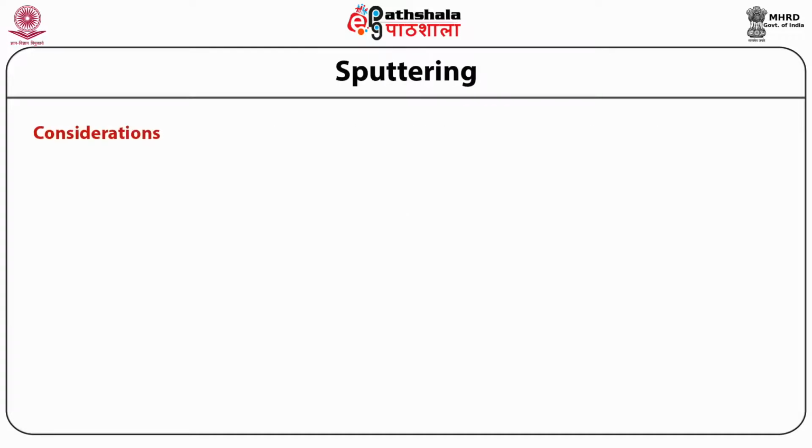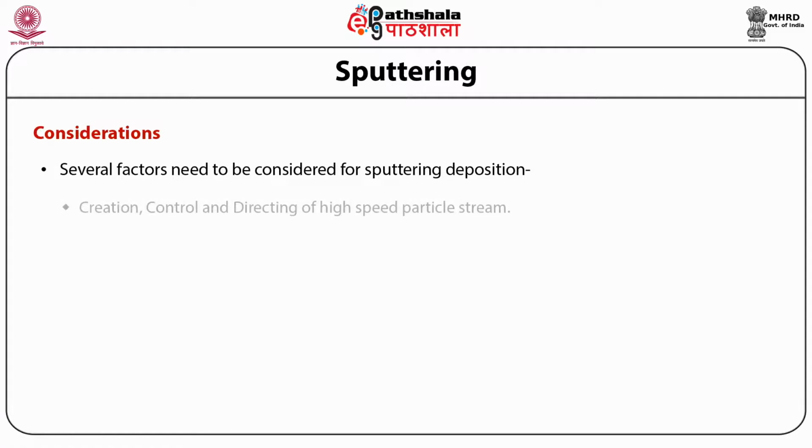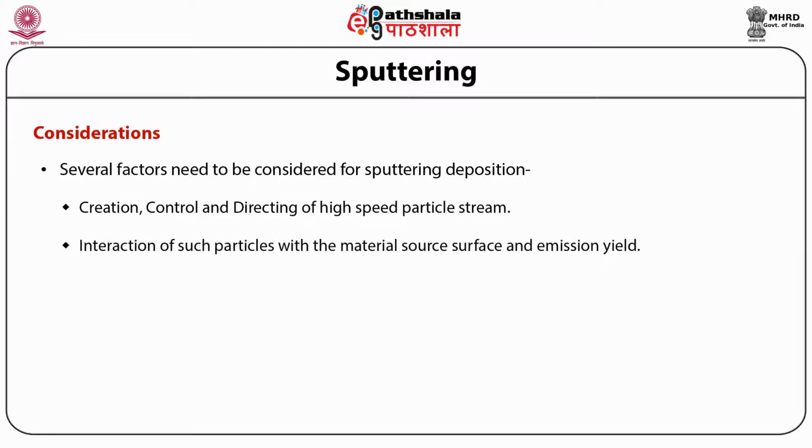Now there are several factors which need to be considered for sputtering deposition. First, creation, control and directing of high-speed particle stream. Next, interaction of such particles with the material source surface and emission yield.